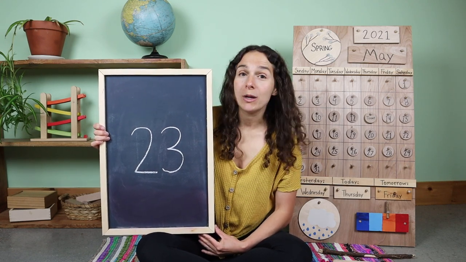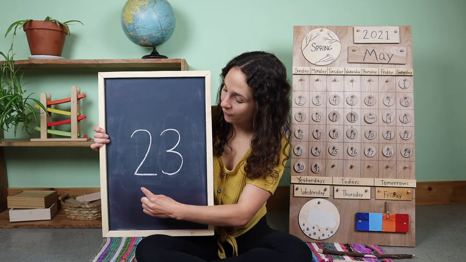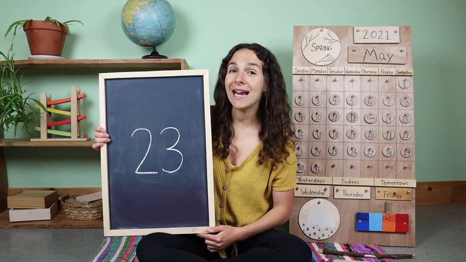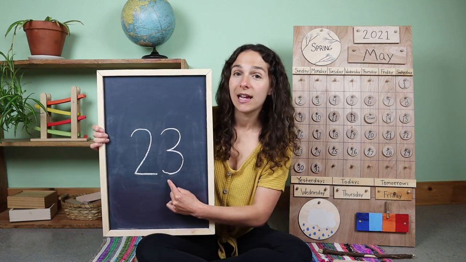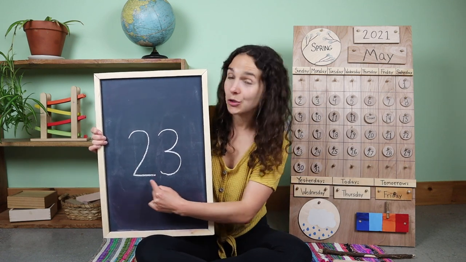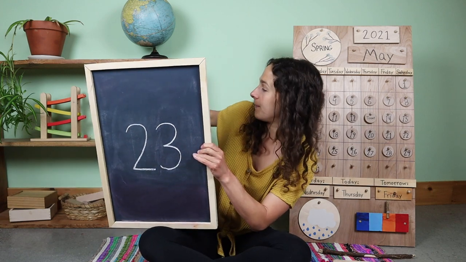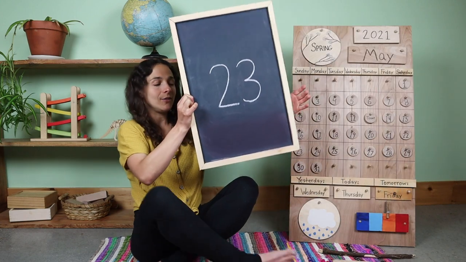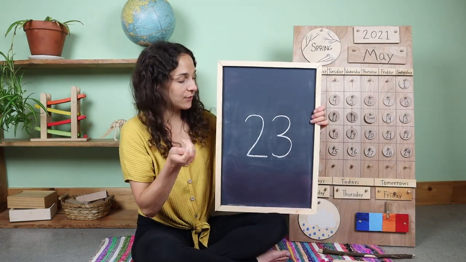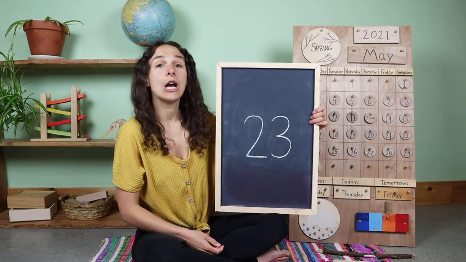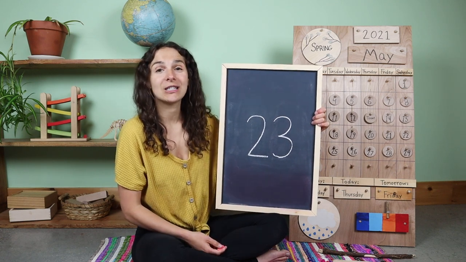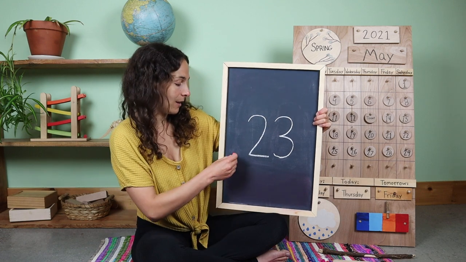23. When you write the number 23, first you write this number, 2, and then you write this number, 3. 23. If you have something to write with, you can take that out now. I have my piece of chalk, and we are going to draw 23 tally marks together. But if you want to, you can just count with me instead.